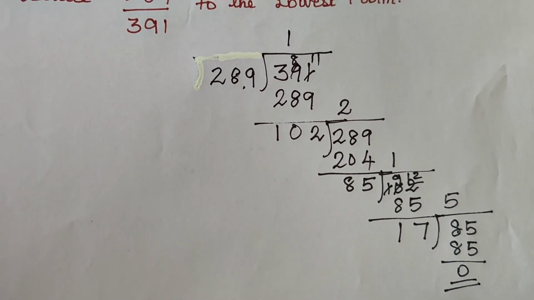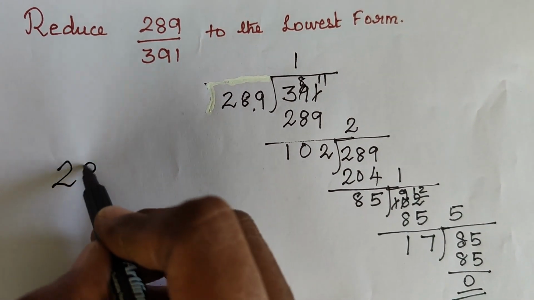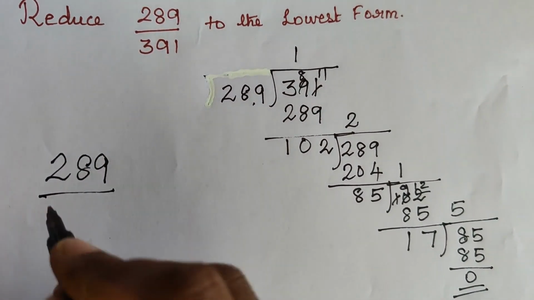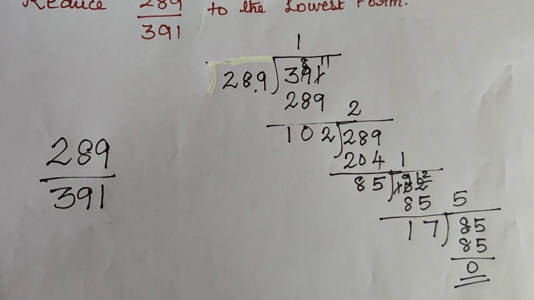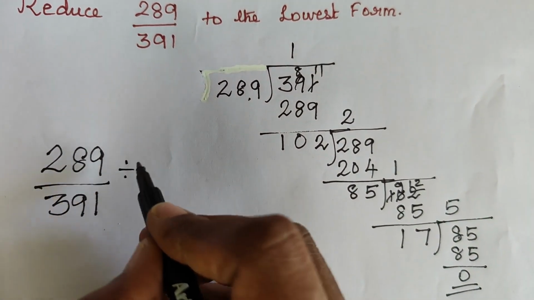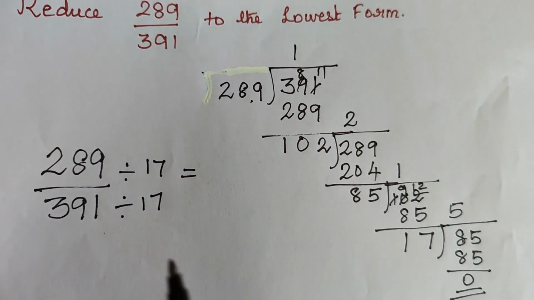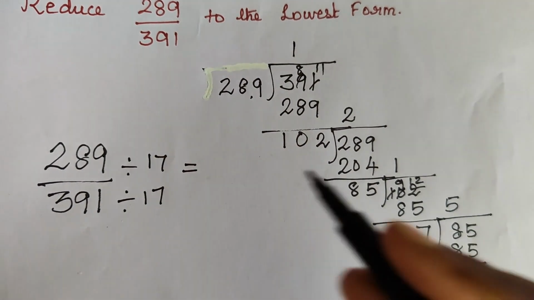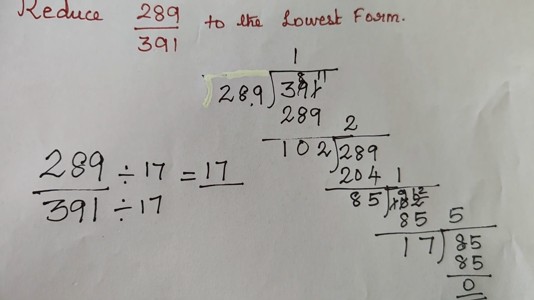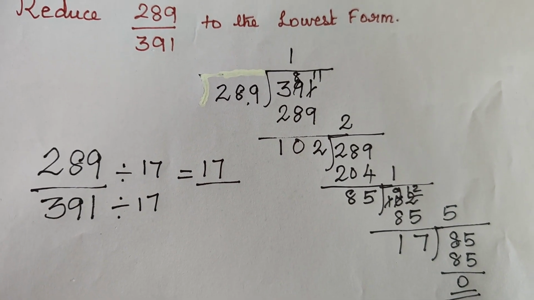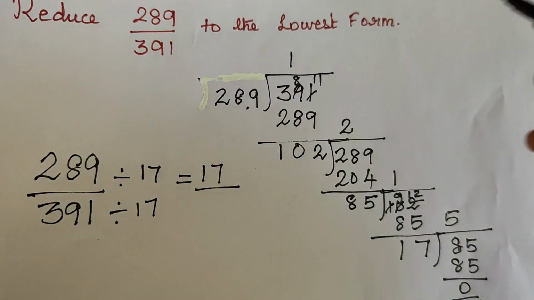So the common factor between 289 and 391 is 17. So I will divide both by 17. Now 289 divided by 17 is 17, since 17 17s are 289. And 391 divided by 17 is how much? We shall see.